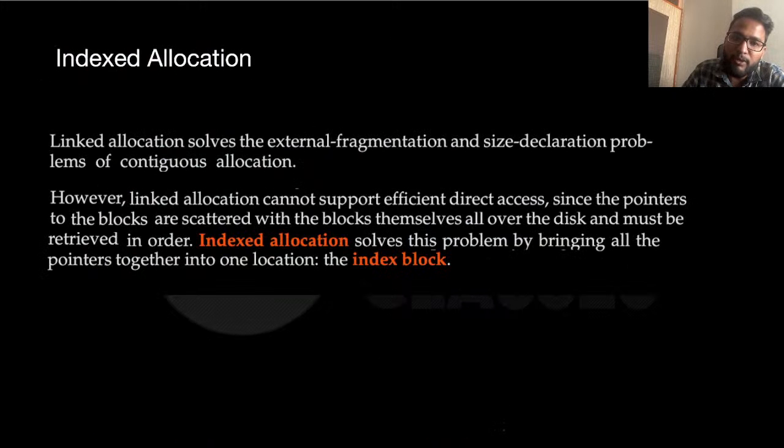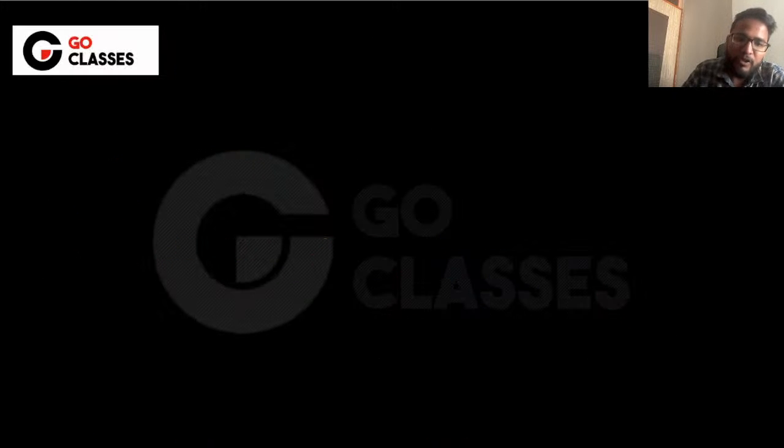So now can you recall what we have studied till now? We have studied the contiguous. Can anyone quickly tell me what is the variation of the contiguous that we have studied? That was the extent based. Then we have studied linked, right? Linked. And what is the variation of it? This variation is very popular, which is FAT. Now we are going to study the next method, which is called indexed method.